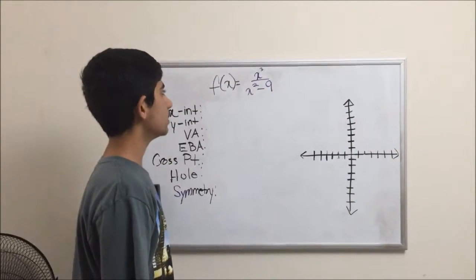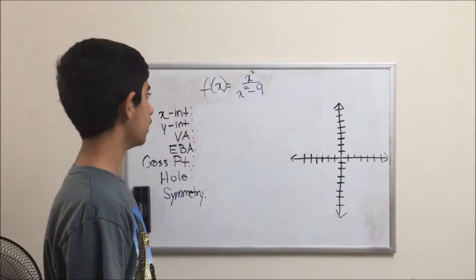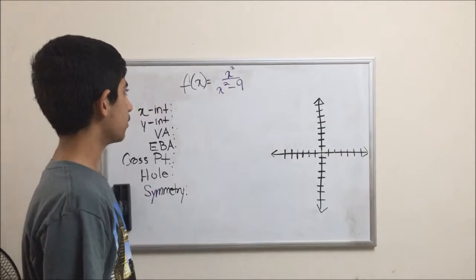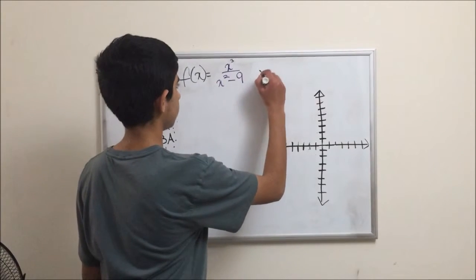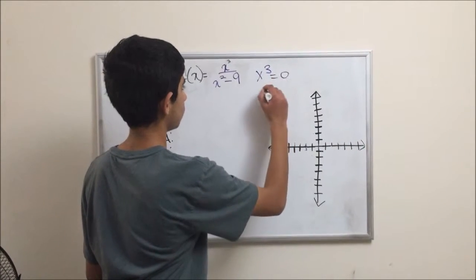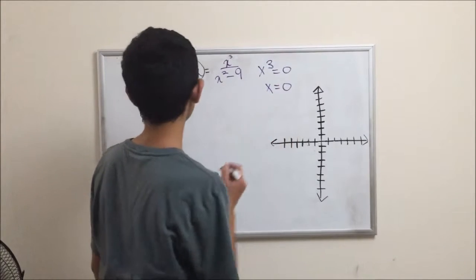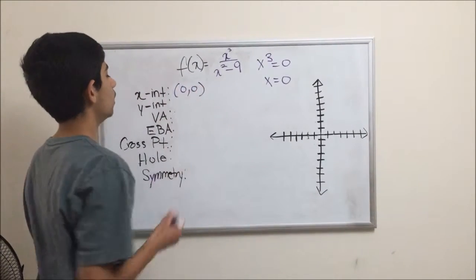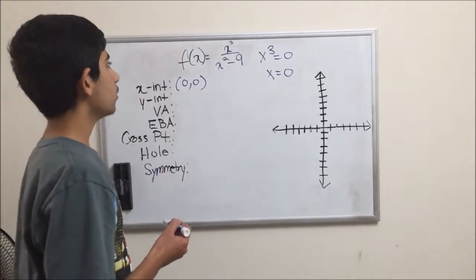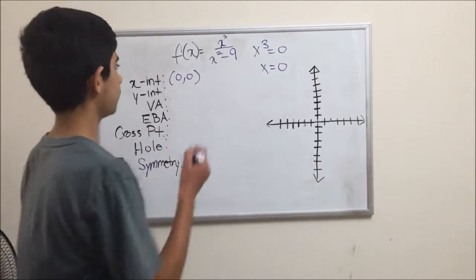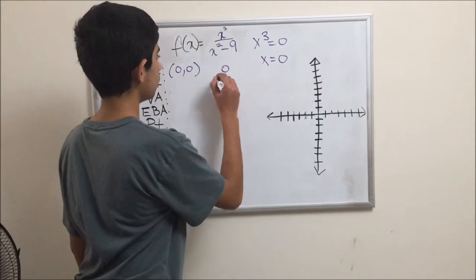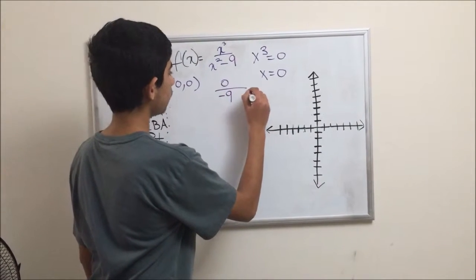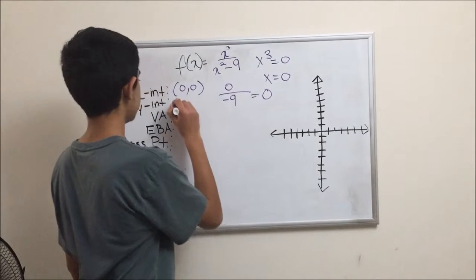The equation is x cubed over x squared minus 9. To find the x-intercept, you set the numerator equal to 0. Therefore, the x-intercept is 0, 0. To find the y-intercept, you substitute x for 0. 0 cubed equals 0. 0 squared minus 9 equals negative 9. Therefore, the y-intercept equals 0, 0.